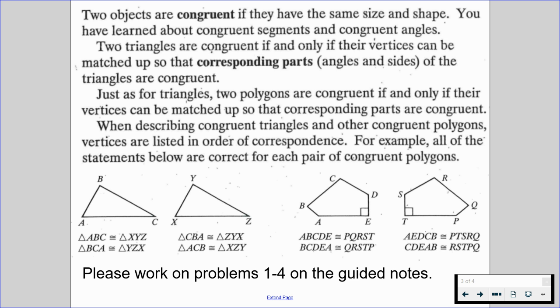With that in mind, please work on problems 1 through 4 on the guide and notes and resume when you're ready to move on. Actually, not turn over, just look down. Sorry about that. Here we go.